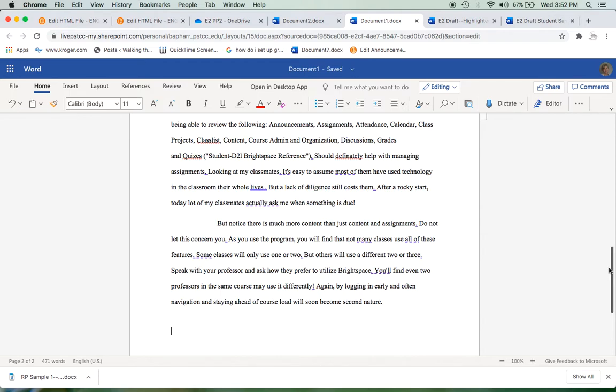As you use the program, you will find that not many classes use all of these features. Some classes will use only one or two, but others will use a different two or three. Speak with your professor and ask how they prefer to utilize Brightspace. You'll find even two professors in the same course may use it differently. Again, by logging in early and often, navigation and staying ahead of course load will soon become second nature.